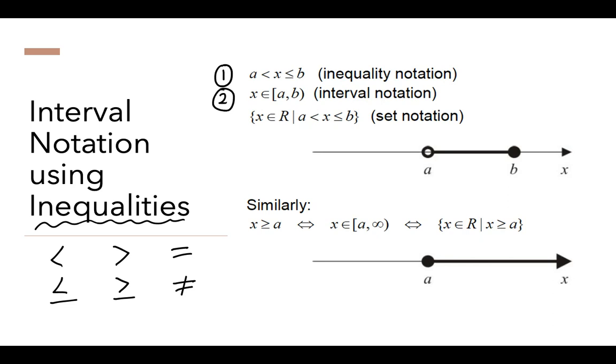Another way to represent interval notation with the same expression: you will notice that there is a square bracket and a round bracket. The square bracket means it's including, or equal to, and the round bracket, the parenthesis, is excluding that number.